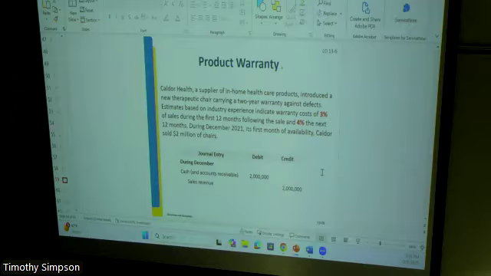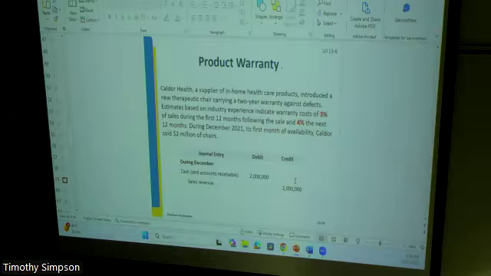So when it comes to product warranty, an example here is Caliber Health, which is a supplier of healthcare products, introduced a new chair carrying a 2-year warranty. Estimates based on industry experience indicate warranty costs. Now, this is a 2-year warranty, so we're going to capture the next 2 years of potential liability for the firm, 3% the first year and 4% the next. That's 7% total. So the initial journal entry here is going to be $2 million debit to cash. That's what the sales were, and $2 million in sales revenue.